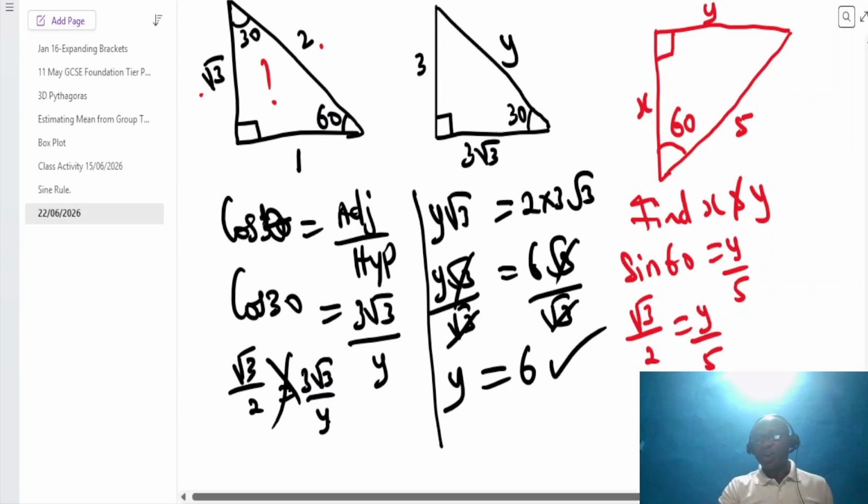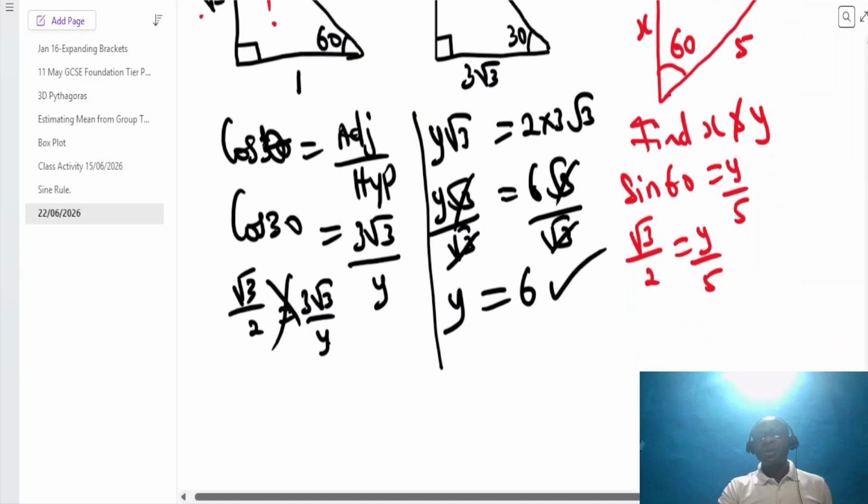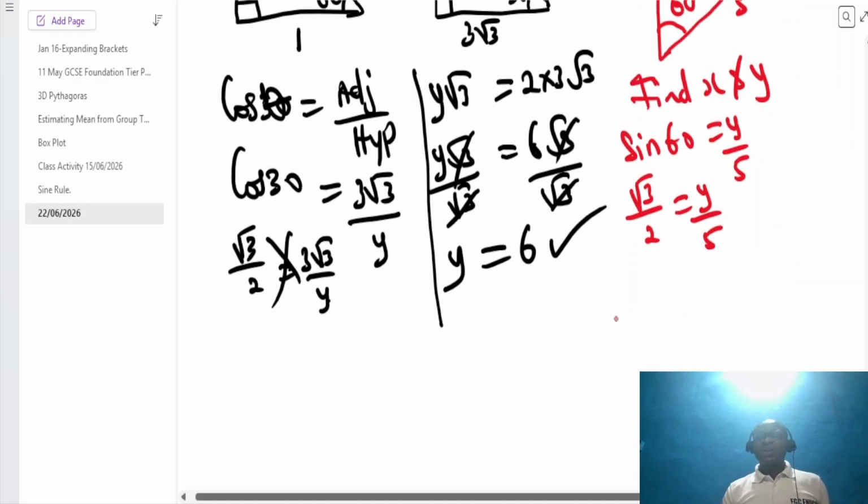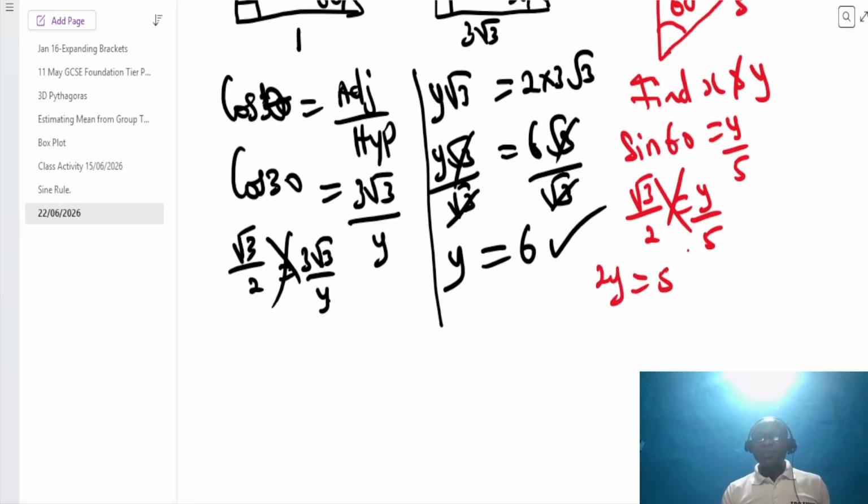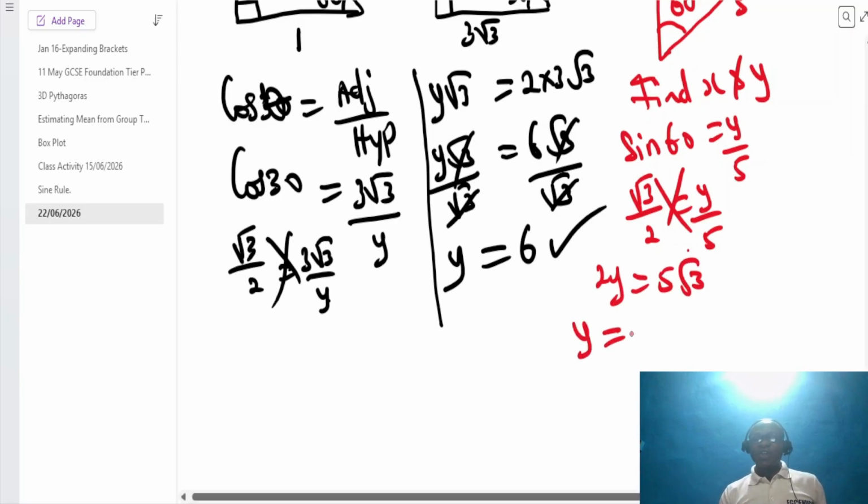I want to scroll it up. Now, if I do cross multiplication on it, Y multiplied by 2 will give me 2Y, and 5 times this will give me 5 root 3. Is it correct? Final value of Y is going to be 5 root 3 over 2. Tell me if it is confusing or it is well understood.